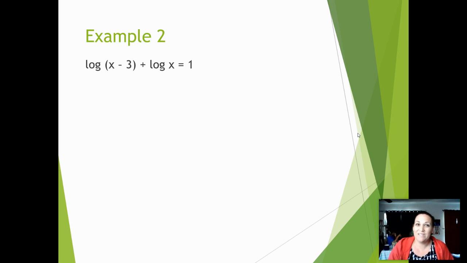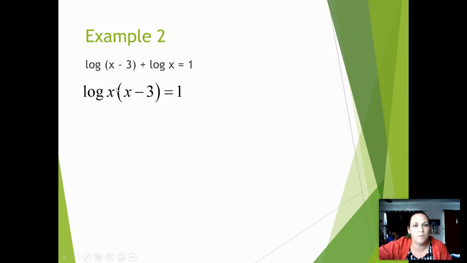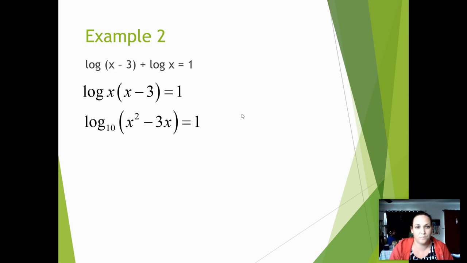Since this one is addition, I will be changing this to multiplication, and I will be multiplying the x minus 3 with the x. Now I decided to put the x first because that just looks a little bit more normal to me and more what I'm used to. I do want to actually do this multiplication problem, so I will be taking this x and distributing it to the x and the 3. And so then I get x squared minus 3x.